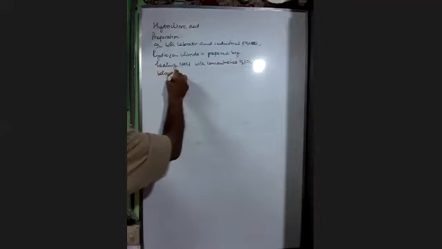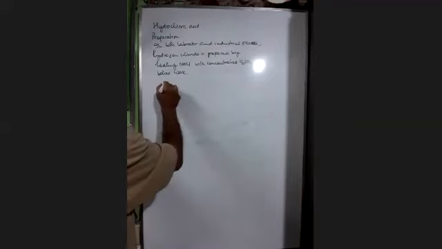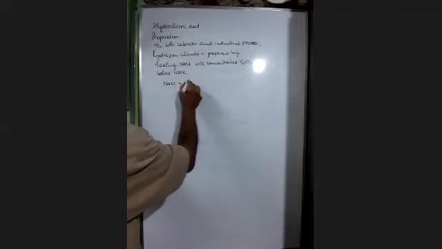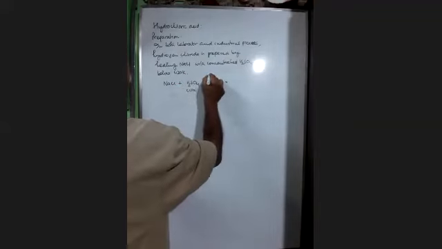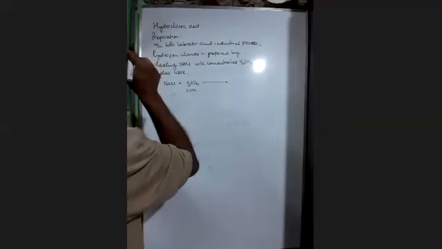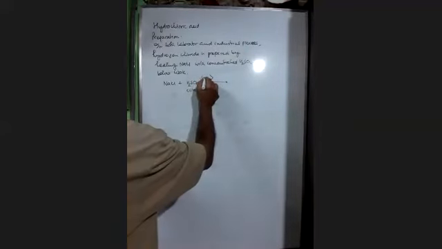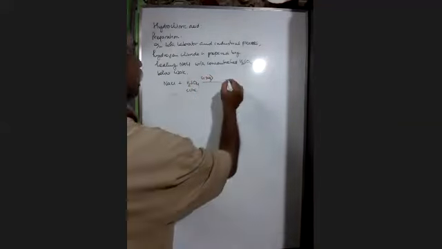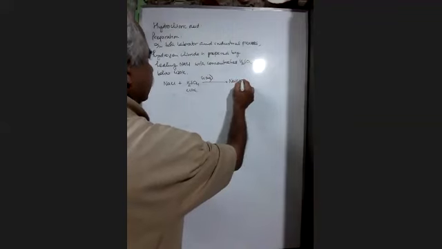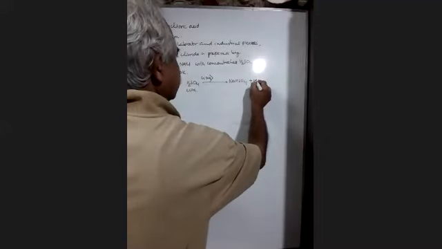below 420 Kelvin. So it is NaCl plus concentrated H2SO4. Here it is less than 420 Kelvin. Okay, you'll get now here NaHSO4, sodium hydrogen sulfate, plus HCl.